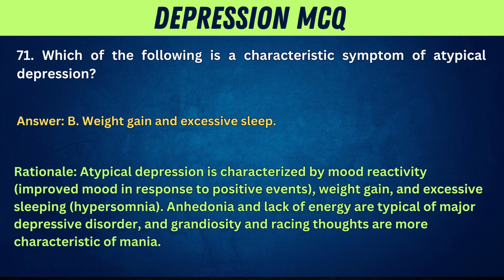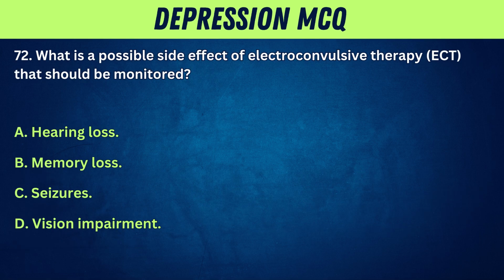Rationale: atypical depression is characterized by mood reactivity, improved mood in response to positive events, weight gain, and excessive sleeping, hypersomnia. Anhedonia and lack of energy are typical of major depressive disorder, and grandiosity and racing thoughts are more characteristic of mania.